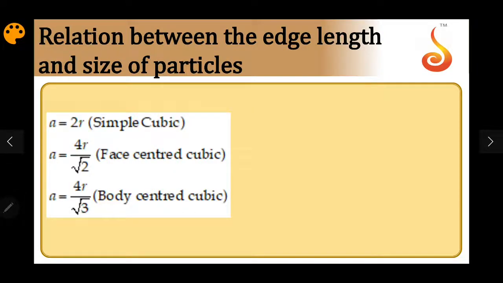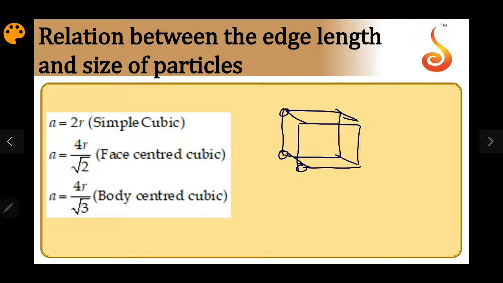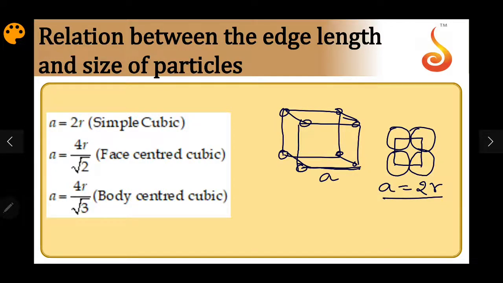The relation between edge length and size of the particle. If I take simple cubic, what happens? Your particles are only at the corners. So this edge length is a, and edge length a is equal to 2r. So it is going to be like this. One face will be like this. This is the face of the cubic unit cell. So a will be equal to 2r for simple cubic.